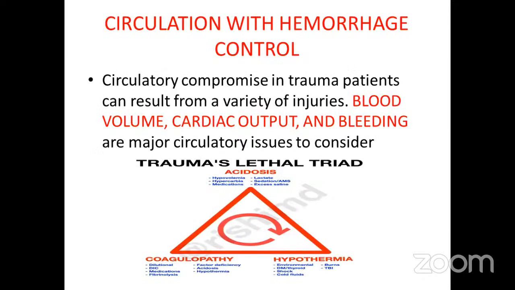And coming to circulation and hemorrhage control, this is a very important thing wherein circulatory compromise can result from a variety of injuries, like deficit blood volume, reduced cardiac output, and bleeding. So we have the trauma lethal triad, which includes acidosis, coagulopathy, and hypothermia, all of which are very important. And this decides the mortality and morbidity of a patient.